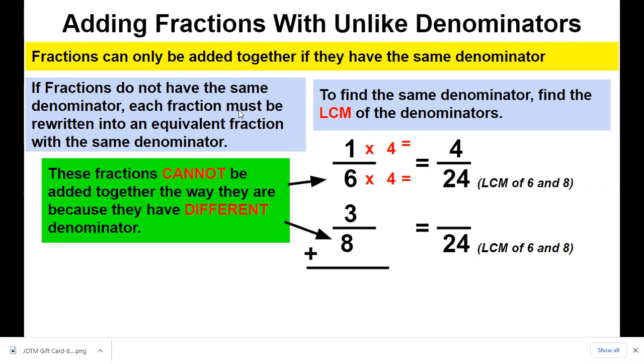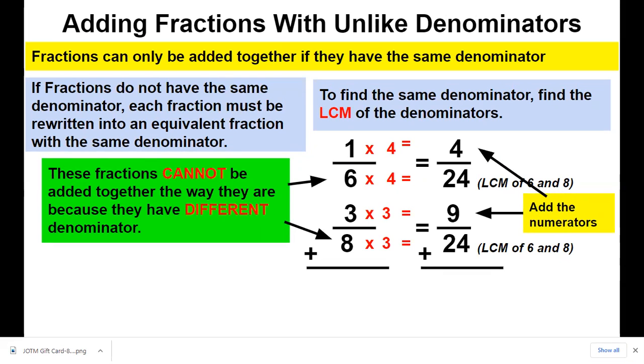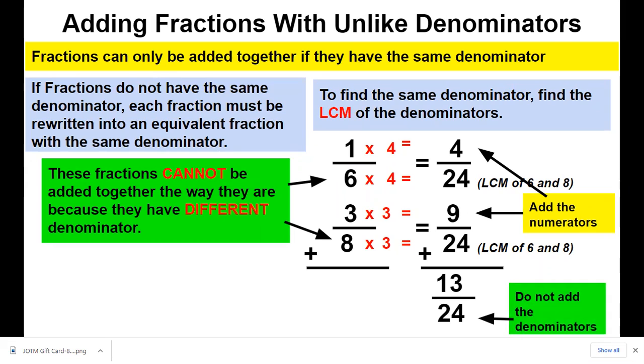Do the same on the bottom. 8 times what gives me 24? 8 times 3. And so I times the top number by 3 as well, and I get 9. So now I have 4 24ths plus 9 24ths. Now that the bottom numbers are the same, I can add the numerators. 4 plus 9 is 13. The bottom number is 24. 13 24ths. Remember, do not add the denominators. It just stays a 24. There is my answer.